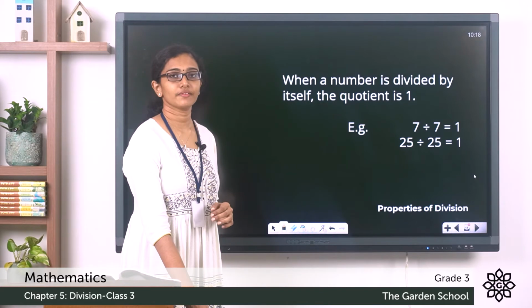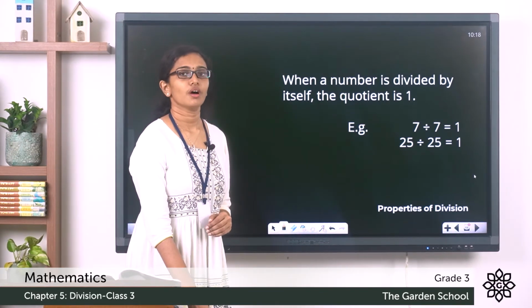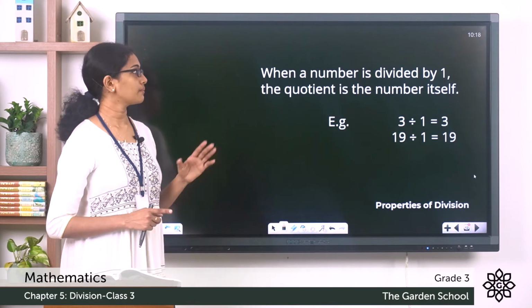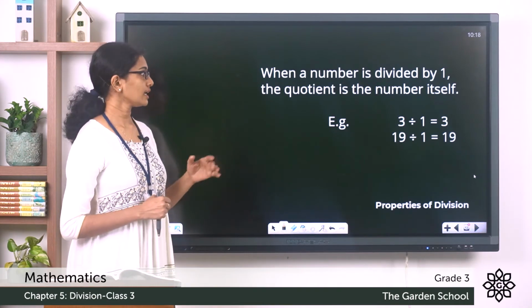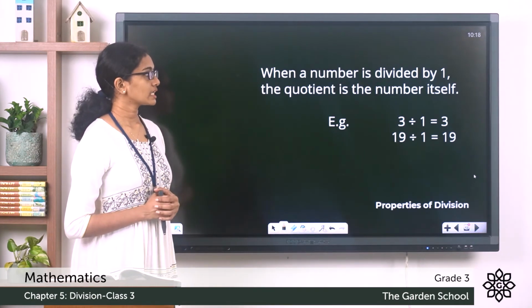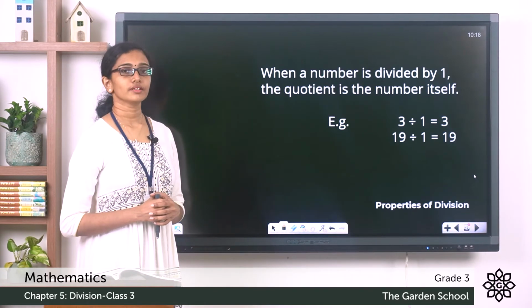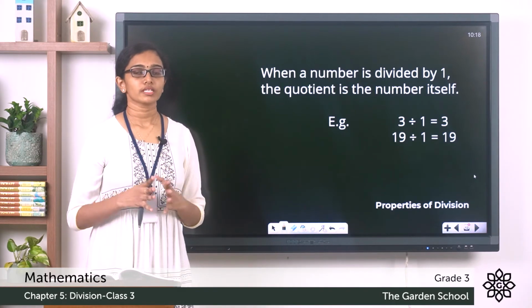7 divided by 7 is equal to 1. 25 divided by 25 is equal to 1. Now the second property. When a number is divided by 1, the quotient is the number itself. See the examples. 3 divided by 1 is equal to 3. 90 divided by 1 is equal to 90. So when you divide a number by 1, what does it mean?